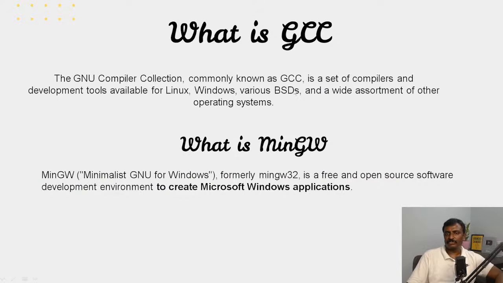So GCC stands for GNU Compiler Collection. Okay, GNU stands for GNU's Not Unix. The abbreviation of GNU is GNU's Not Unix. Okay, so you download the MinGW compiler, Minimalist GNU for Windows, if you're using a Windows OS.